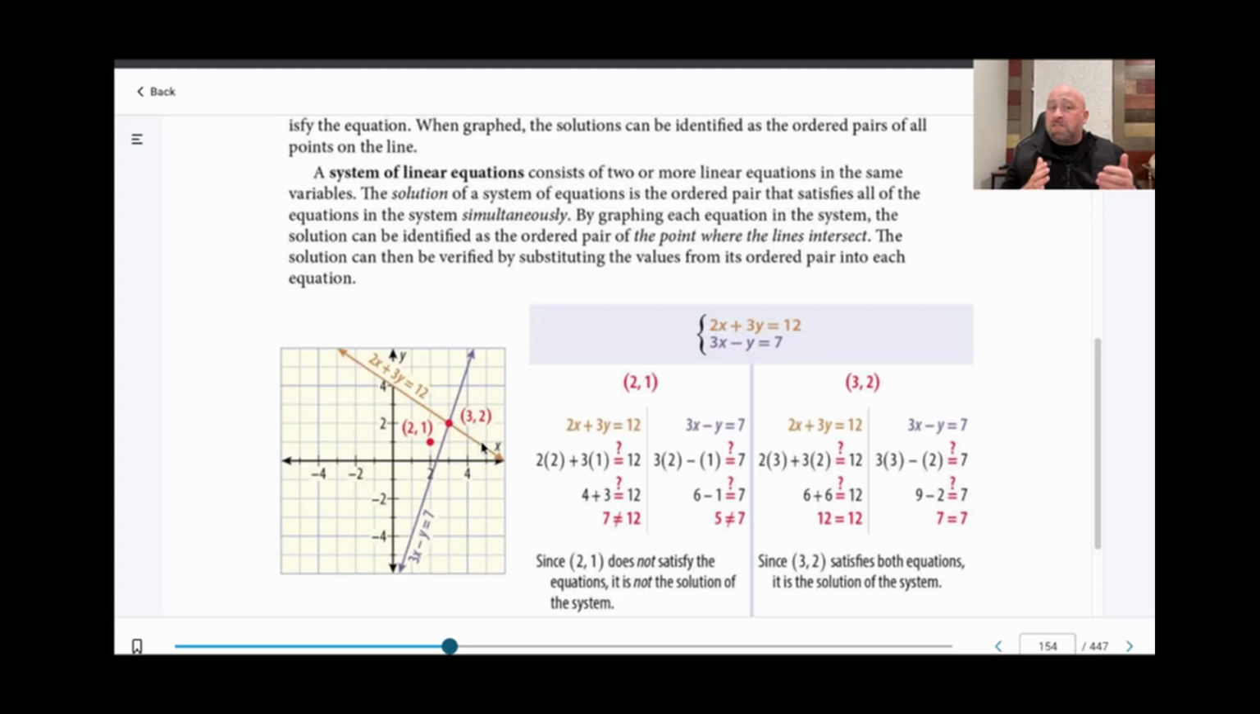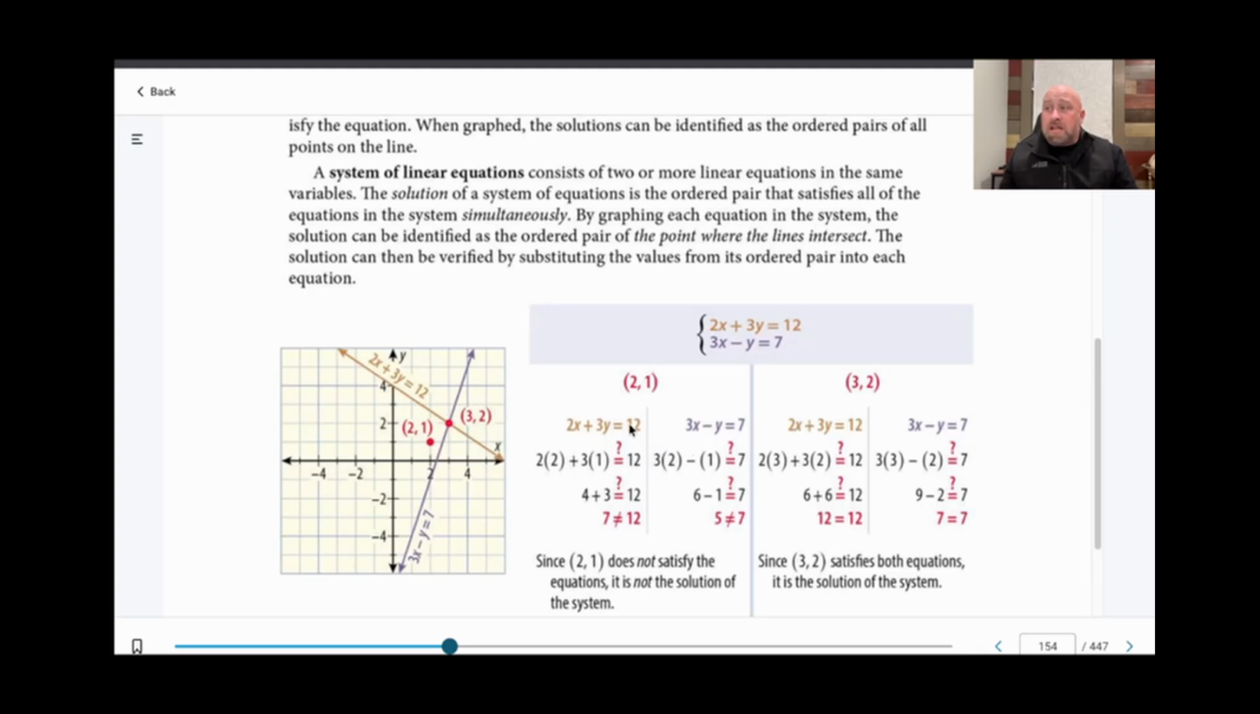There are different ways to solve these. One way is by graphing. We're actually going to learn 3 different ways to solve these. The first way that we're going to learn is by graphing them. All right, so here we go. How do we do that? Well, it's actually fairly simple.